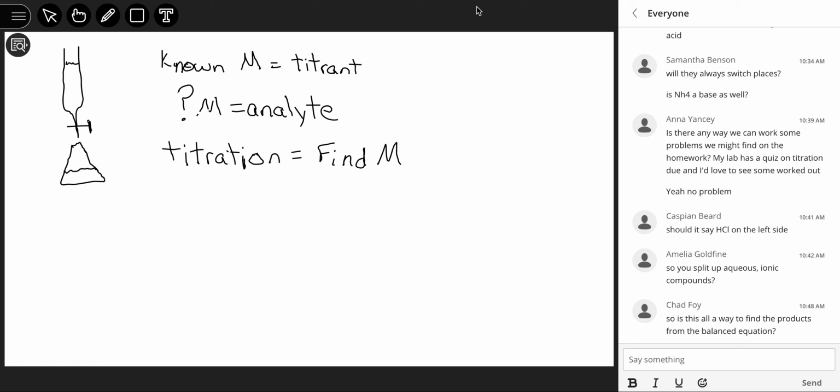And then we have the equivalence point and the end point. The equivalence point is where there's an equal amount of acid and base.